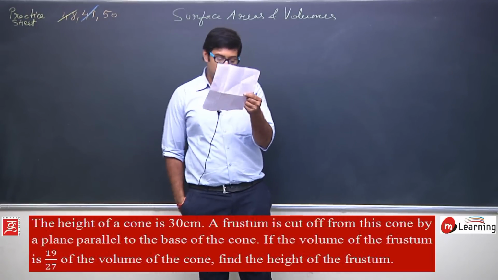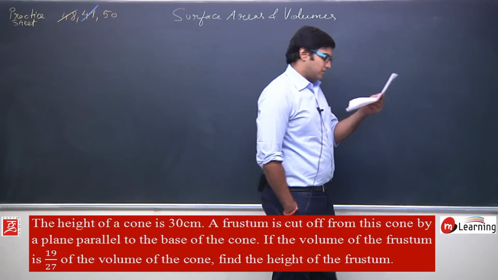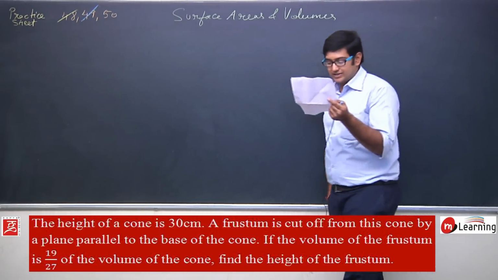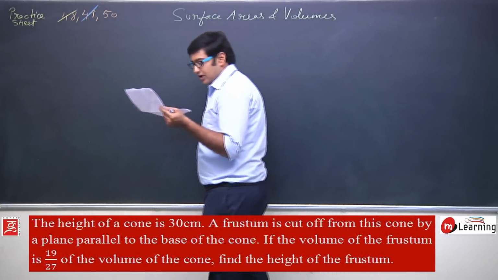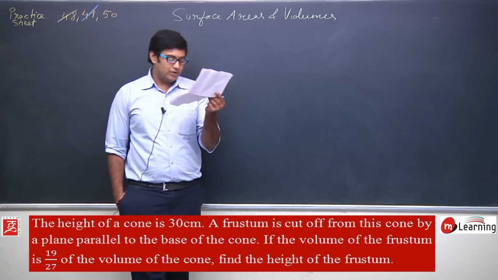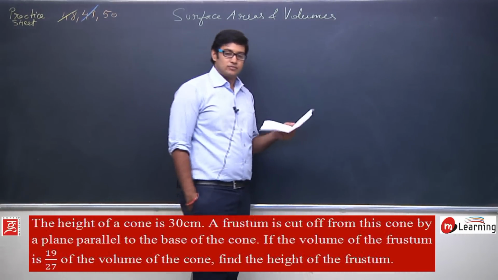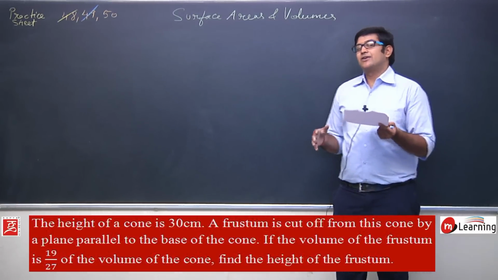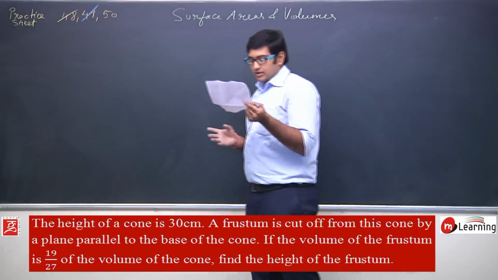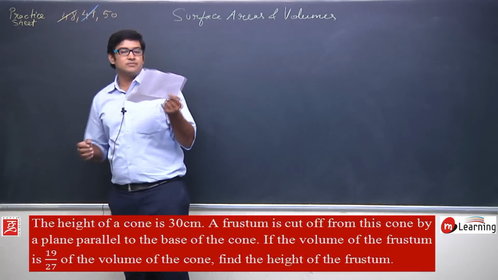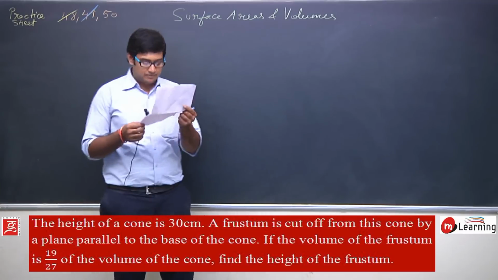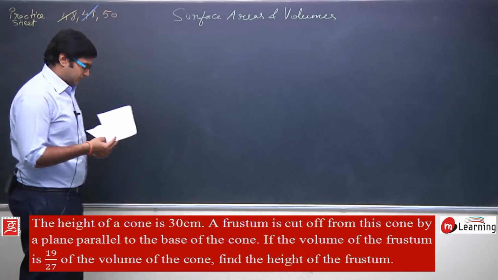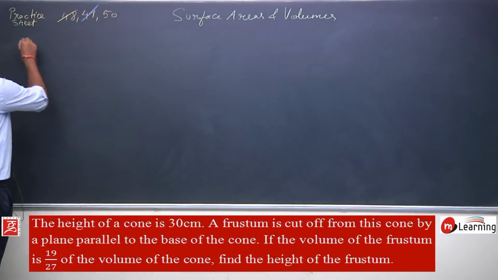It says the height of a cone is 30 centimeters. A frustum is cut off from this cone by a plane parallel to its base. If the volume of the frustum is 19 upon 27 of the volume of the cone, then find the height of the frustum. You need to find the height of the frustum if its volume is 19 upon 27 of that of the cone. So let's draw the diagram.